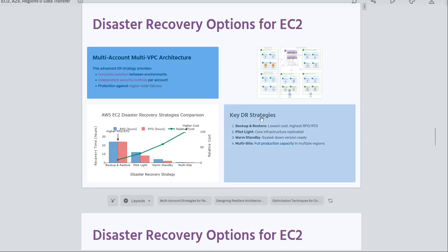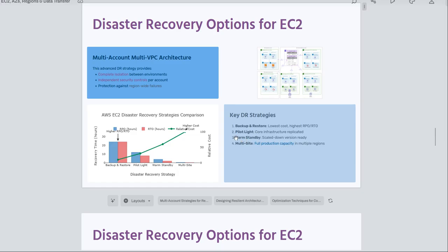So the key DR strategies. Backup and restore: the lowest cost, but the highest RPO and RTO. You back up and restore to a point in time. Let's say you have backups for 30 days. When something happens, you can restore from backup. It's the lowest cost, but it's not online.